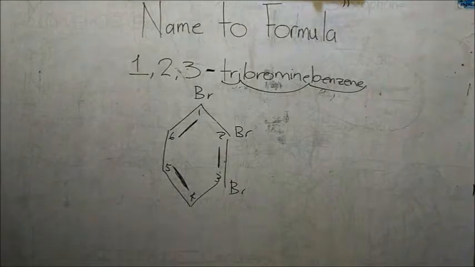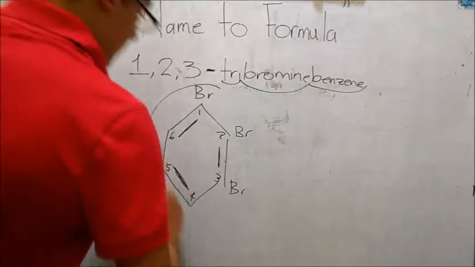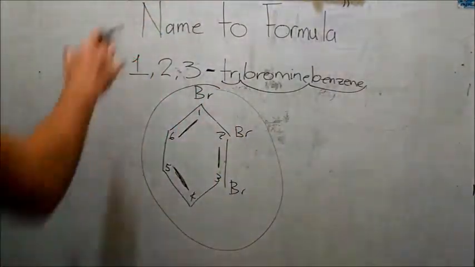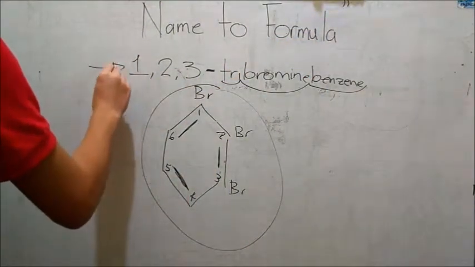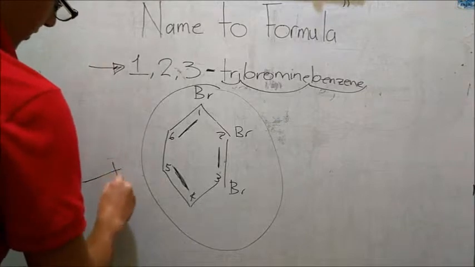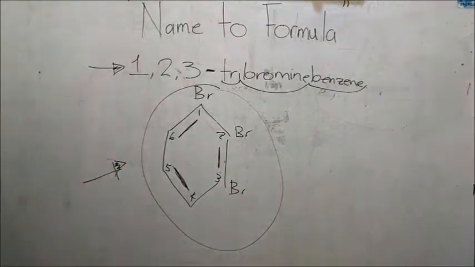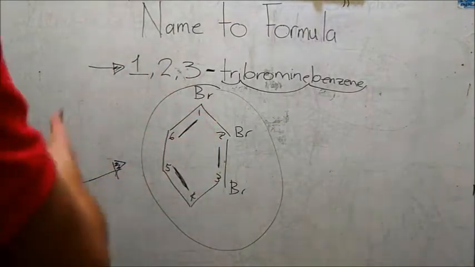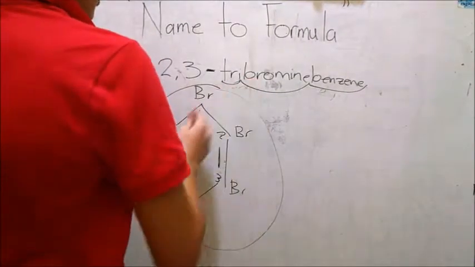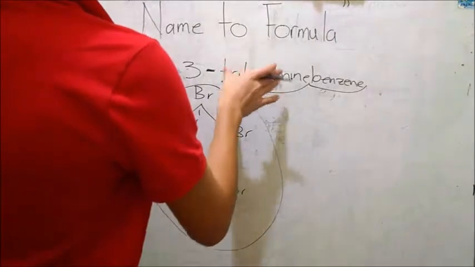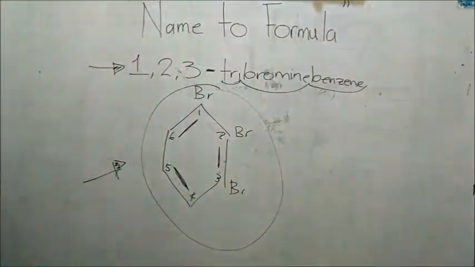And that is how you create name to formula. Here is the name, and over here we have the formula. As you can see, it is very easy. If you don't remember something, it is very special to do this, so you can identify better.